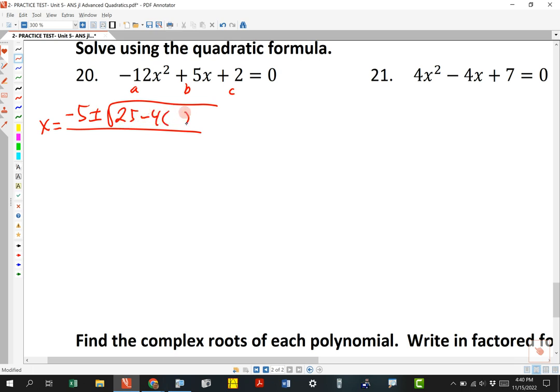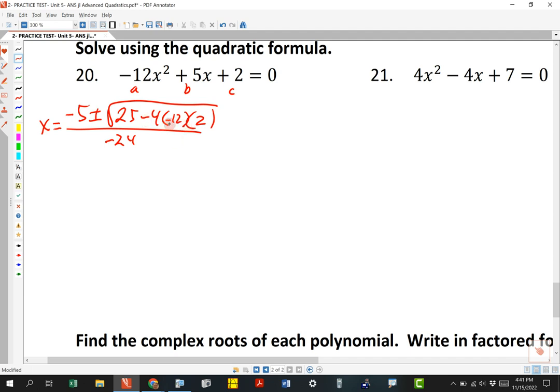And then this part, I never mess around with this. I always write down these things. So -4 times a, so that's -12, times c, that's a 2. And then the bottom is going to be 2 times -12, so that's going to be a -24. Okay, so I'm good with that right there. First thing I want to do is figure out, am I going to be adding something or am I going to be subtracting something?